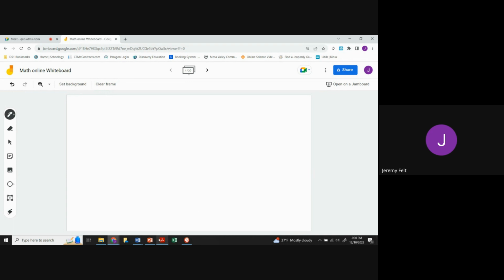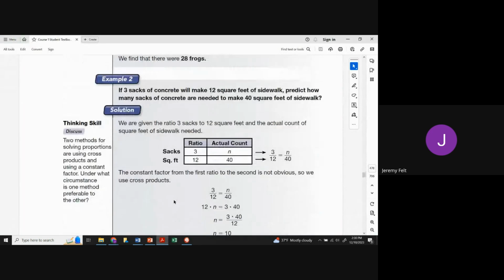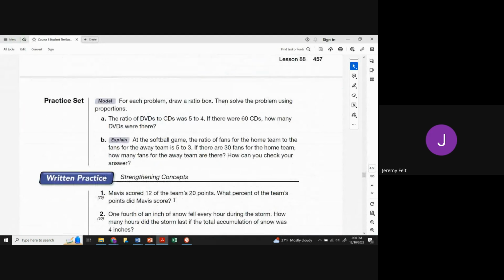It's important to be able to know that so that we're not buying way too much or not nearly enough. We only have 2 practice set problems, so we'll get those when we return to class.